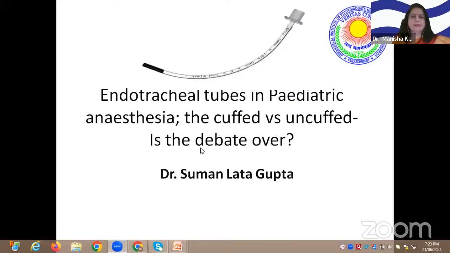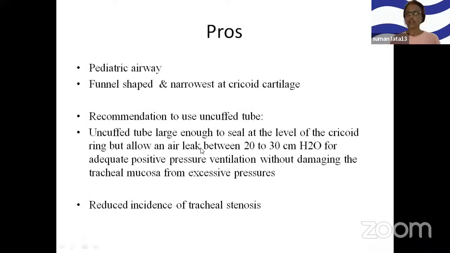Yeah, good evening, everyone, and happy World Yoga Day to everyone. And we'll start already. Dr. Raki has done all the homework for me, so my work becomes very easy. Ma'am, next slide. Just say next so that it will become easy for me. I'm concentrating more on the uncuffed tube.